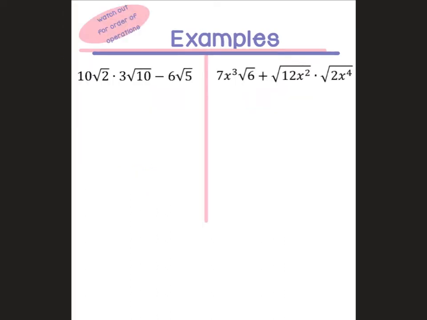A few more examples, and it's just important on these to remember your order of operations, which is PEMDAS. And mainly when we do this, we need to remember that we would multiply and divide first and add and subtract second. So I want to multiply anything I can multiply first. So in this first example, I can multiply 10 times 3, and I get 30. And then I can multiply 2 times 10, and I get 20. And then I'll just rewrite the minus square root, 6 square root of 5.